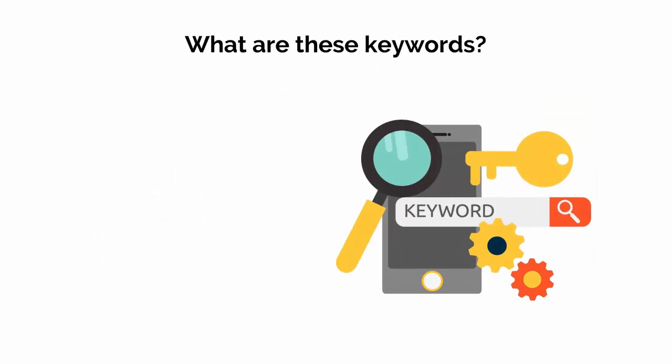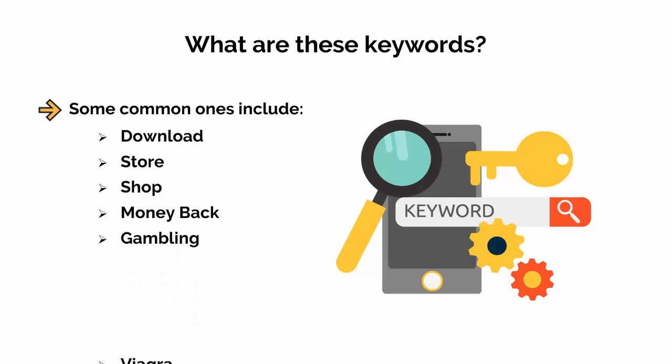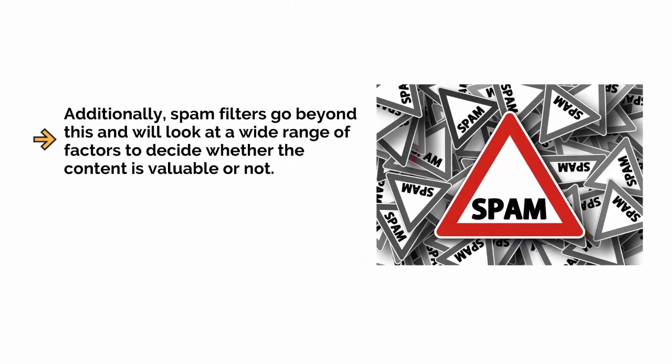Well, they're different for every email client, so you're not going to be able to find a complete list anywhere, but some common ones include download, store, shop, money back, gambling, Viagra, handbags, and so on. The list just goes on and on. So take a look through your own spam box and try to see what kind of content is in there. Look for words that occur regularly and avoid them.